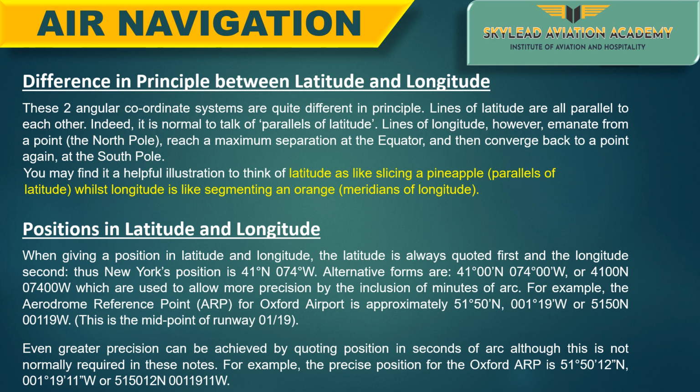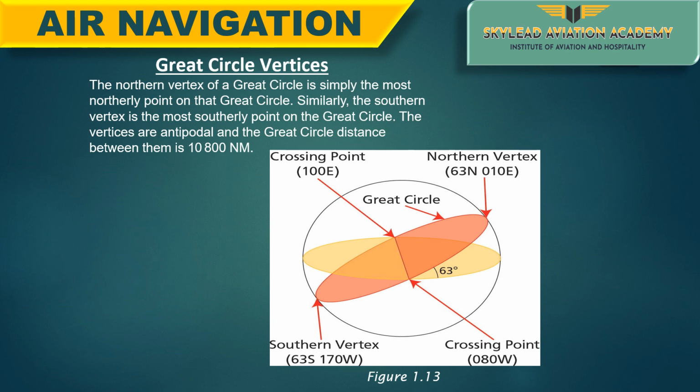So in the next slide, we'll discuss great circle vertices. The northern vertex of a great circle is simply the most northern point on the great circle. Similarly, the southern vertex is the most southern point on the great circle. The vertices are antipodal and the great circle distance between them is 10800 nautical miles. So let's understand what it says with the help of the figure.